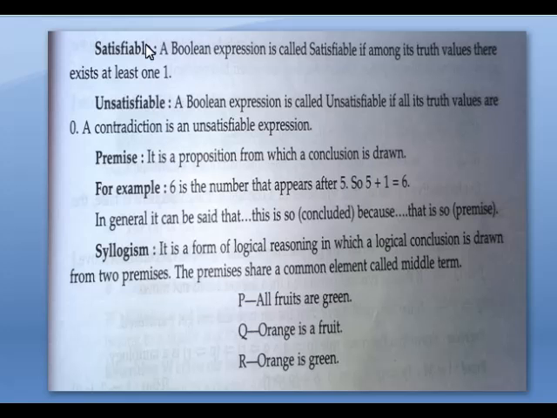Then premise: it is a proposition from which a conclusion is drawn. So if we draw a conclusion, it is called a premise. For example, 6 is a number that appears after 5. So 5 plus 1 is equal to 6. So there is a conclusion that 5 plus 1 is 6. In general, it can be said that this is so because this is the premise.